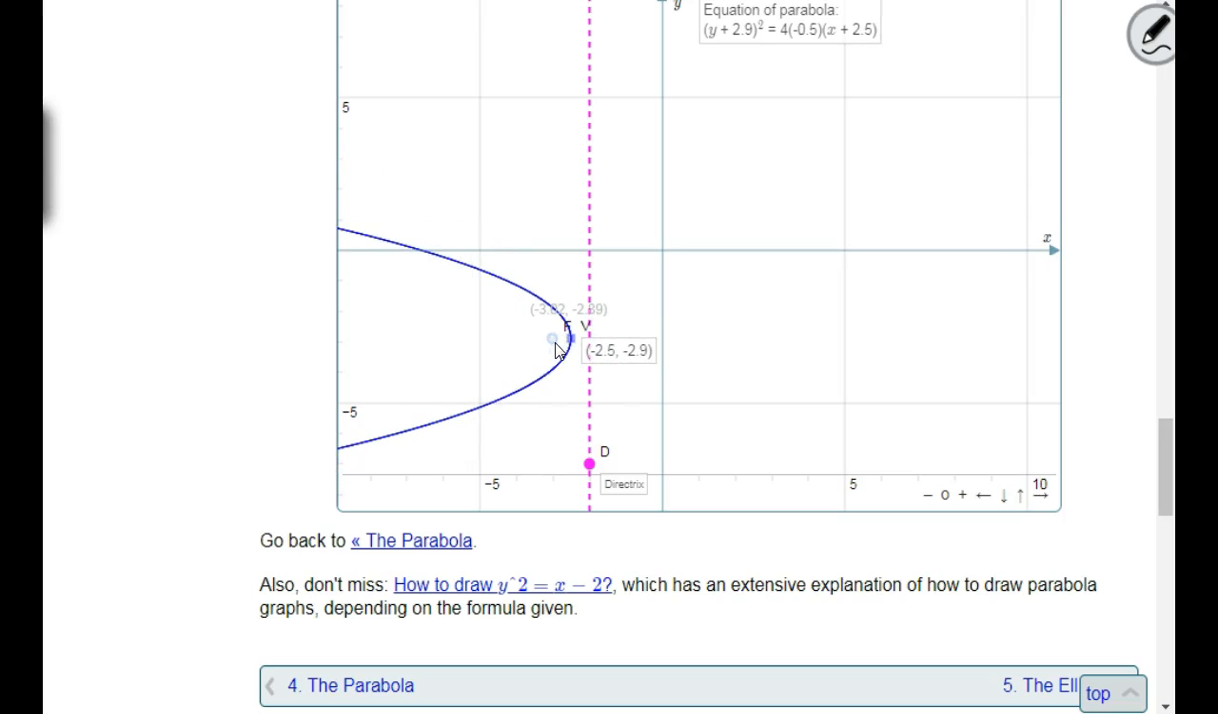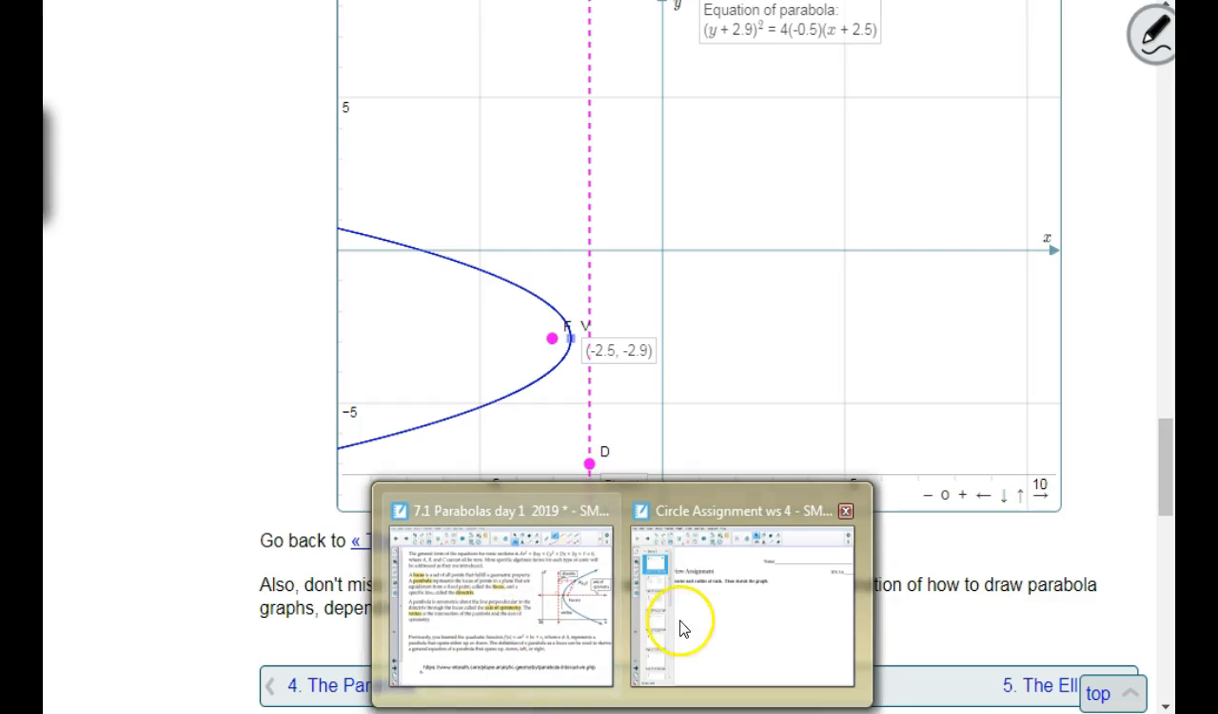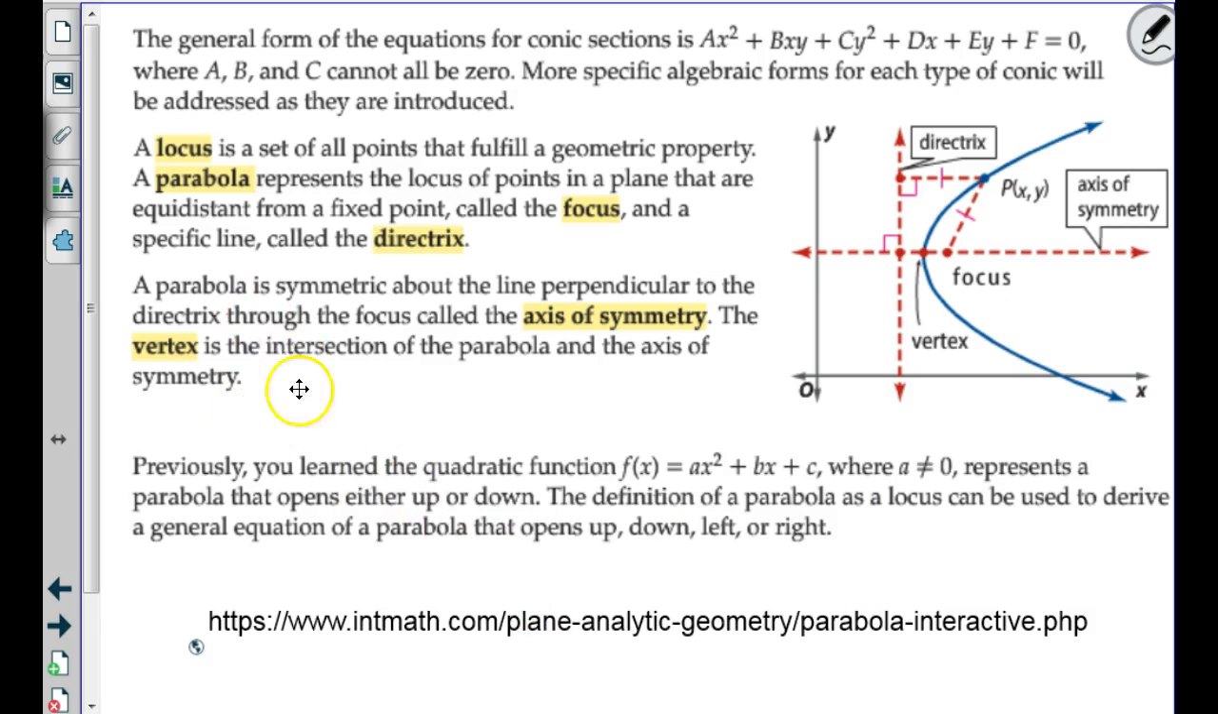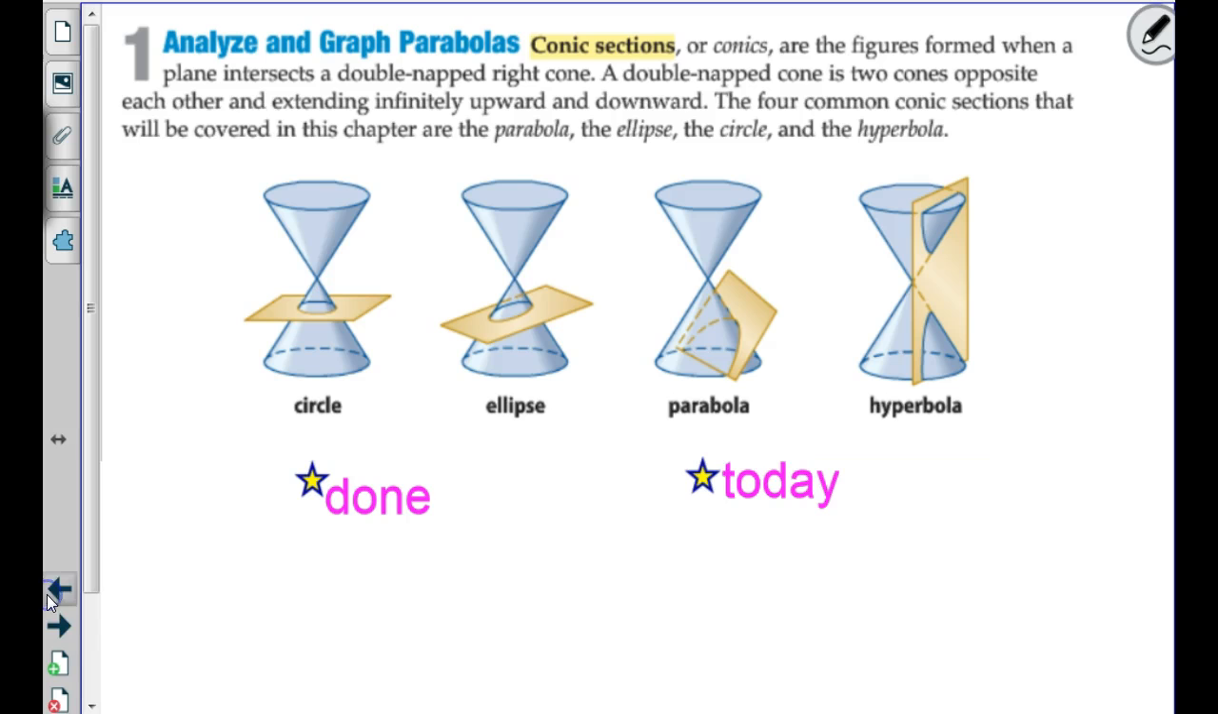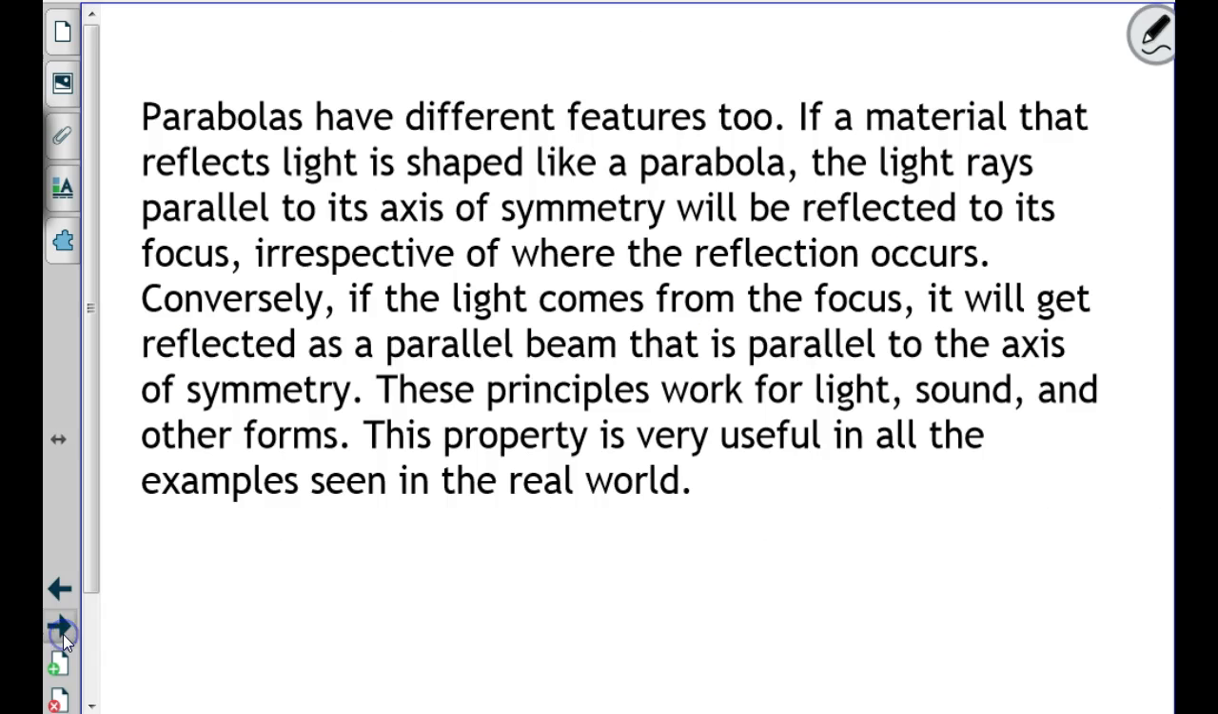Yeah, if the focus and directrix and vertex are all really close together. Okay. That was just a quick view of that. I spent a little time researching. Just wanted to give you a quick view.